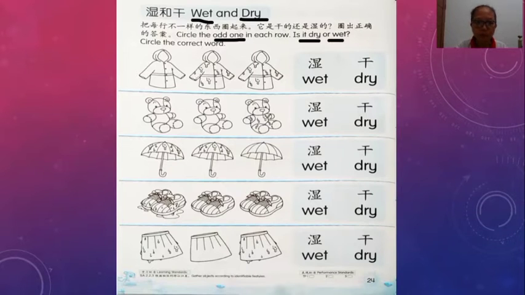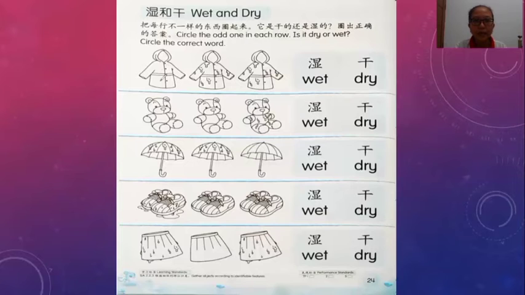Circle the correct word. Nah, kita harus cari the odd one itu maksudnya yang berbeda, yang tidak sama, same like different, okay? Sama dia dengan different. The odd sama dengan different. Jadi kita harus cari benda atau gambar yang berbeda.